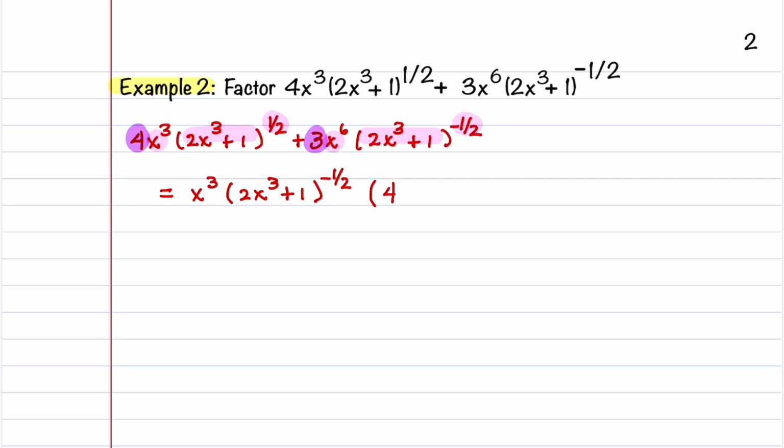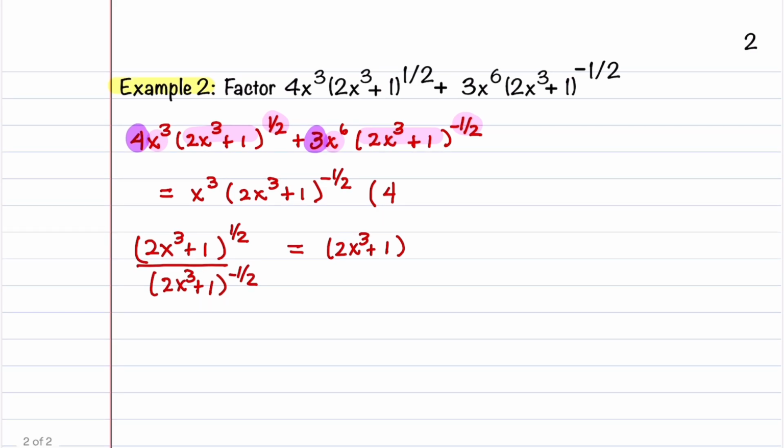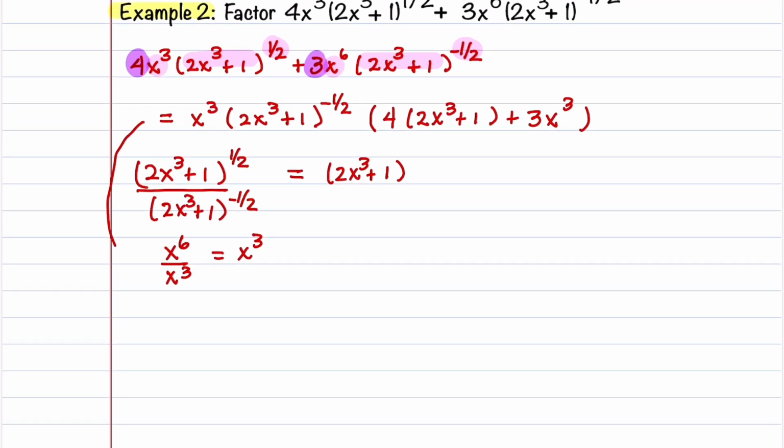In our first term, we have a 4, and then we have 2x cubed plus 1 to the 1/2 divided by 2x cubed plus 1 to the minus 1/2. You bring the 1/2 up to the top, you add 1/2 and 1/2, and you get 2x cubed plus 1. So we have 4 times 2x cubed plus 1. And then we have 3. We have x to the 6th divided by x cubed, which is x cubed. So we have a 3x cubed. And then that's it. Let's now simplify our answer.